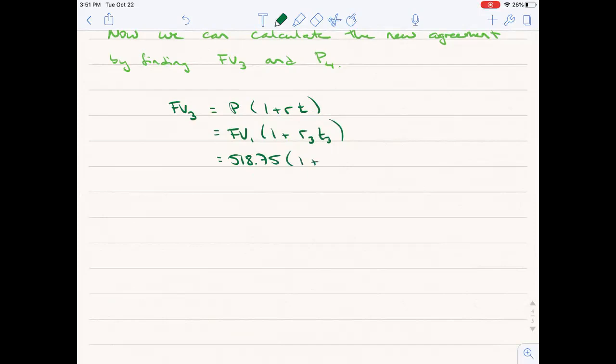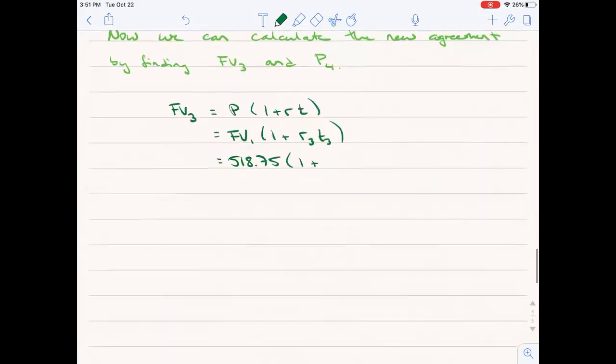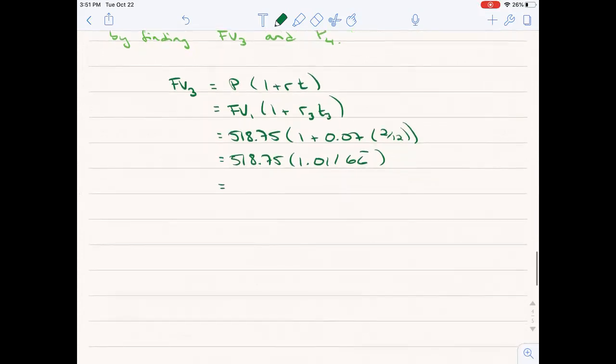518.75 times 1 plus R, which now is 0.07, times 2 over 12. 0.07 times 2 over 12 plus 1, oops, I mucked that up. 0.07 times 2 over 12 plus 1. 518.75 times 1.01166 repeating times 518.75, I get 524.8020833, which in money is $524.80.